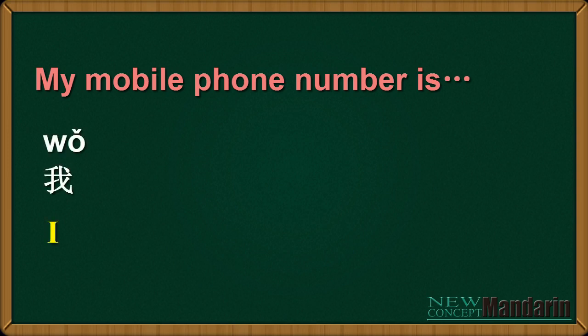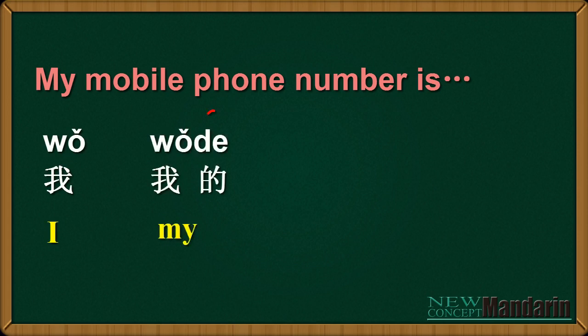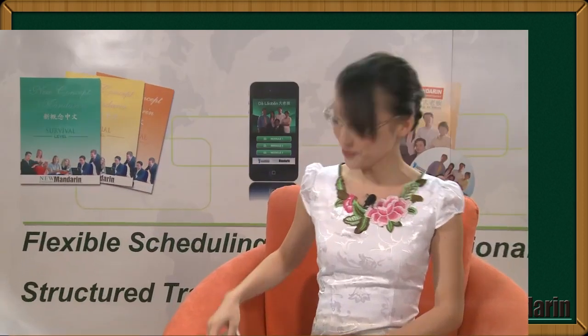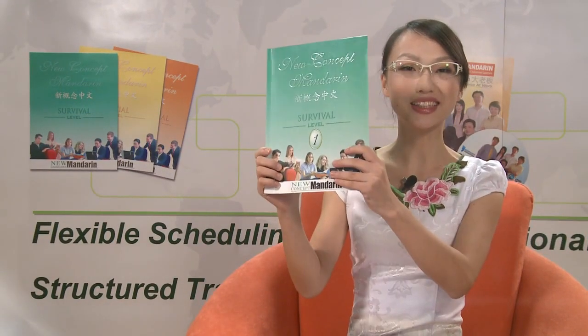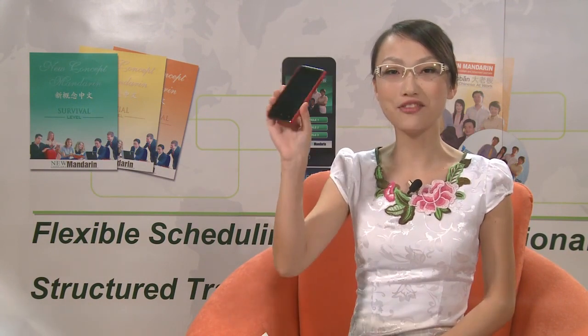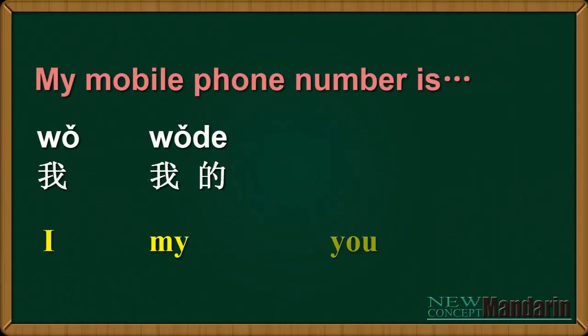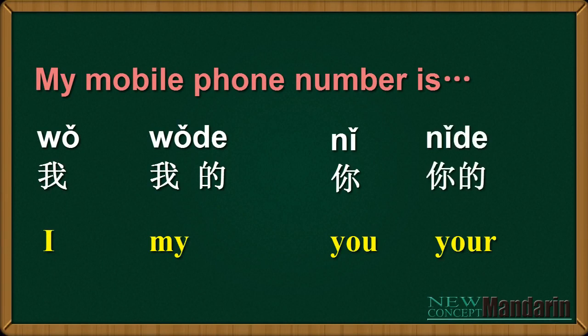我, and my will be 我的. 的 means the possession of. 我的. For example, 我的 book, 我的 cell phone. Julia's will be Julia 的. Shanghai's will be 上海的. Then how about your? We know you is 你, so your is 你的.